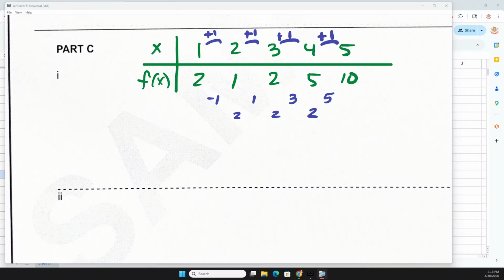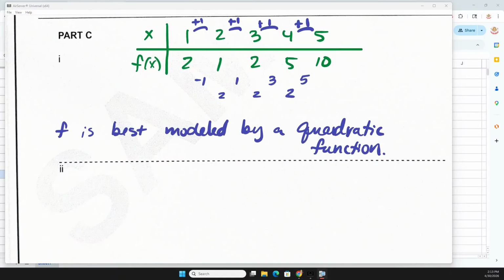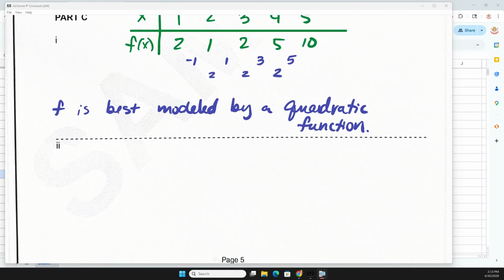Yes. So you would say f is best modeled by a quadratic function. If you just put quadratic here, it'll be okay also. So if you're running out of time and you just want to throw quadratic down, it's okay. But we're going to practice doing it perfectly. All right, and then 2 is where you give the reason.